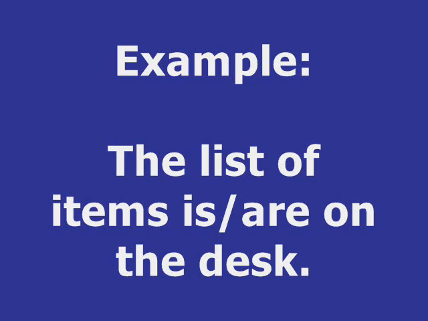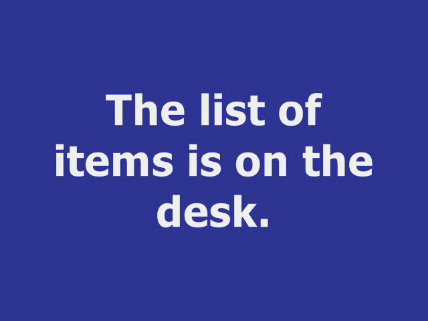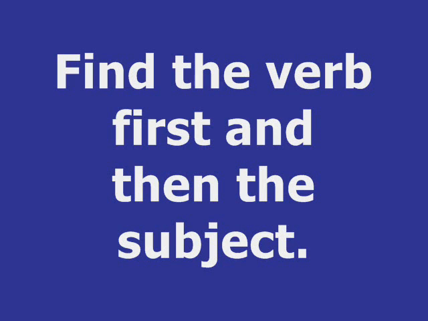So for example, if I have the sentence, the list of items is or are on the desk, and I'm trying to figure out whether I should say the list of items is on the desk or the list of items are on the desk. Well, again, we know that the word that follows of can't be the subject. So items can't be the subject. List is the subject. So would I say the list is on the desk or the list are on the desk? I would say the list is on the desk. That's what we call subject and verb agreement. It really works to find the verb first and then the subject.